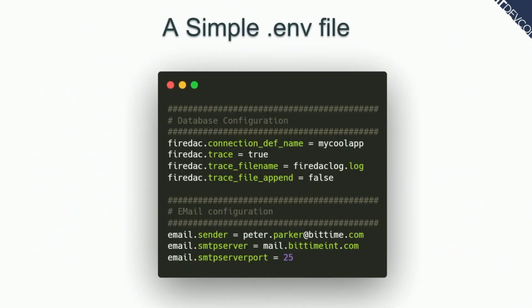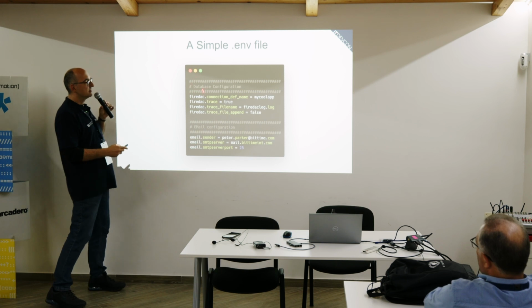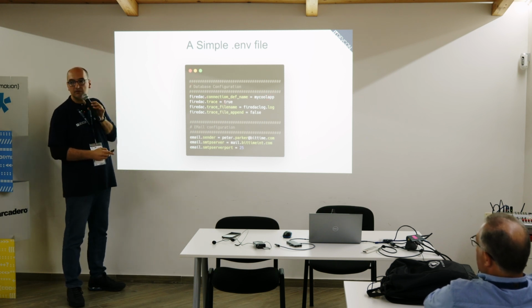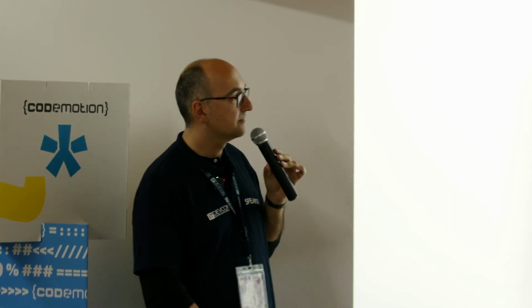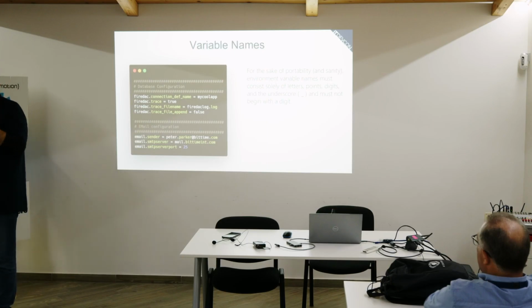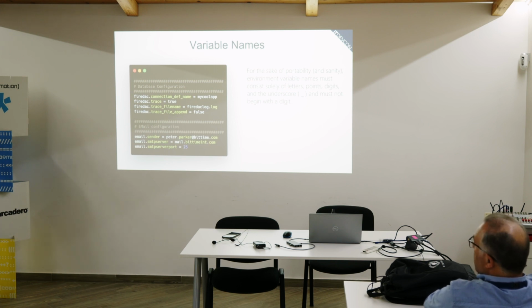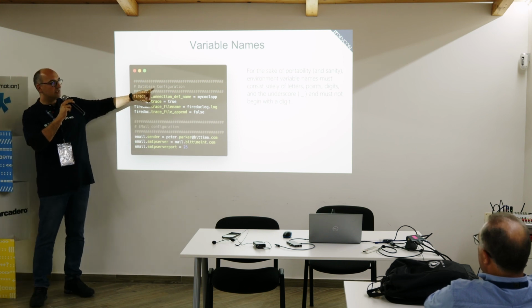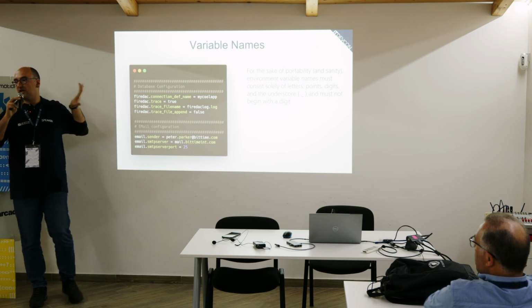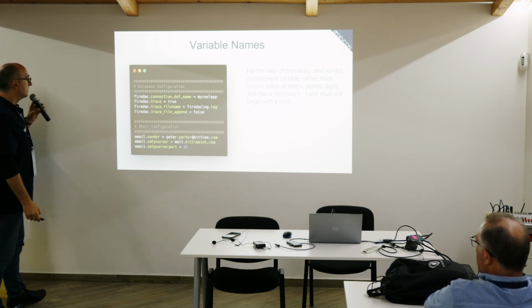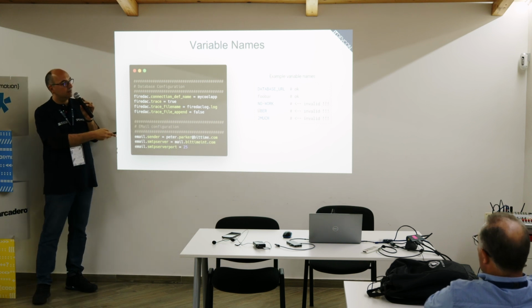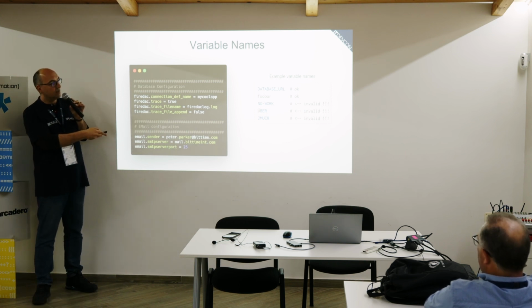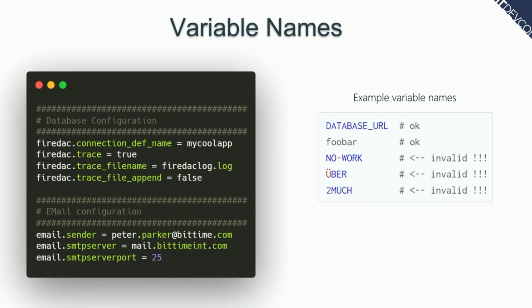This is a .env file, key-value. This is a comment, this is the value, this is the name. That's it. For the sake of portability and sanity, to save neurons for the developers, environment variable names must consist only of letters, digits, and underscore, and cannot start with a digit. This is okay, we're talking about names. This is not okay, because it's not an uppercase or lowercase letter, and it cannot start with a digit.